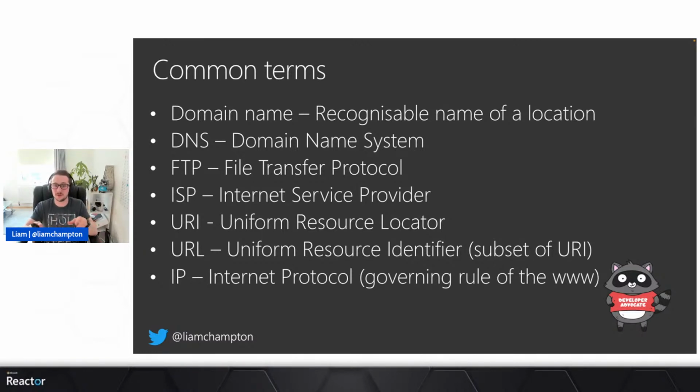FTP, file transfer protocol. ISP is internet service provider. URI is a uniform resource locator, and a URL is uniform resource. Nope, got that the wrong way around. Sorry, uniform resource locator is URL, which is a subset of URI. My bad, I will change that in the slides. And IP is internet protocol, not intellectual property. Don't get those confused. And that's just the governing role of the World Wide Web, so how data is transferred.